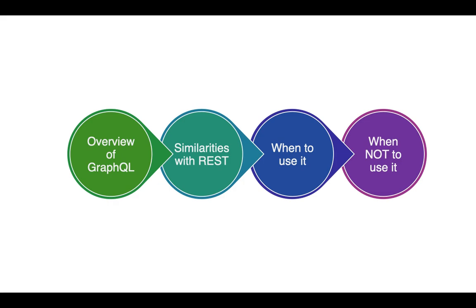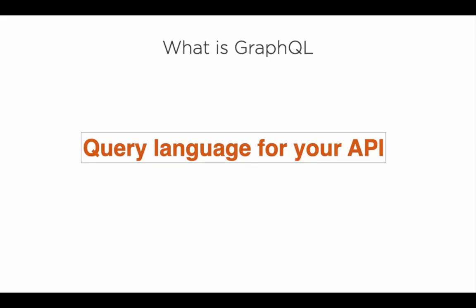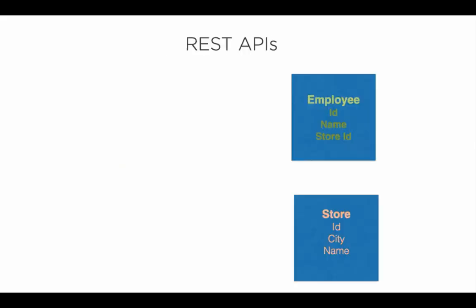So, what is GraphQL? GraphQL, in short, is a query language for your APIs. What do I mean? Let's understand it by first talking about REST APIs and then see how GraphQL is different. So let's say we have two entities in our application, which is a store application for a chain of stores like a Home Depot or a Best Buy or something like that. The employee entity has attributes like ID, name, and store ID for the store where the employee works from. And then we have the store entity, which has attributes like ID, city, and name.